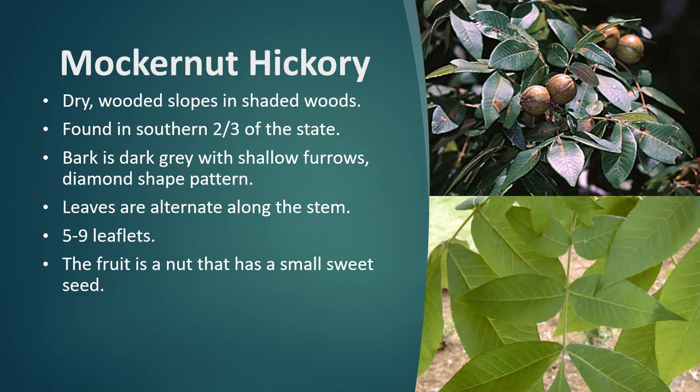The mockernut hickory, again, one of the thickest hulls, and it's typically dispersed between September and December, which makes it a very, very preferred mast crop for squirrels, which will eat the green nut on the inside. They'll crack it open and eat that portion on the inside. Rabbits and deer will also feed on the nuts, but typically the rabbits and deer are actually going to eat some of the bark of the tree, and they're really going to focus on the foliage, so the leaves, as well as some of the twigs.